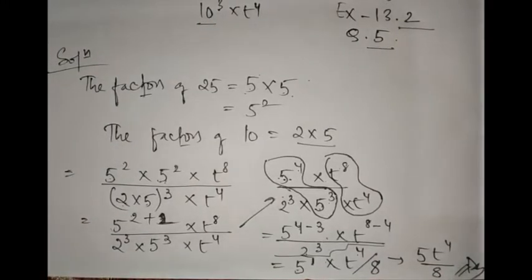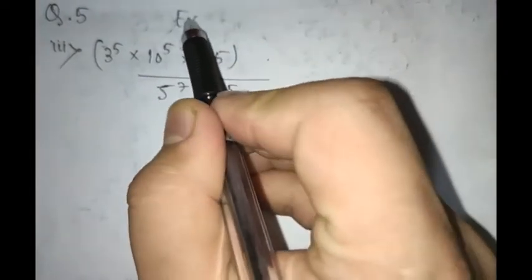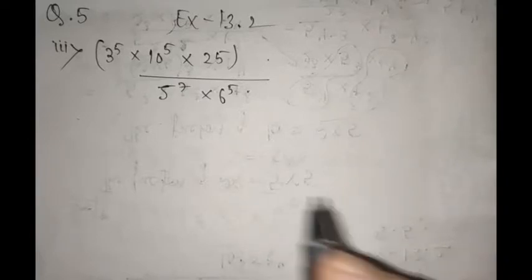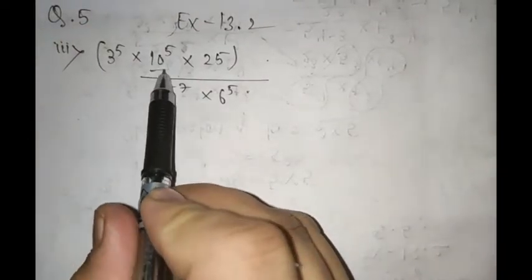Okay, so let us proceed to our class assignment, which will be question number 5, point number 3. So student, here we have point number 3 from question number 5 of exercise 13.2. Alright, so how to solve this? The first hint I have already given you in the previous question, that is you have to see whether the numbers are in their prime form or not.